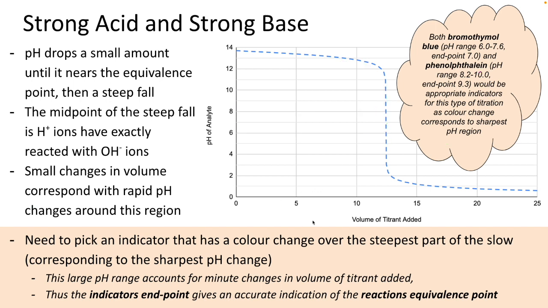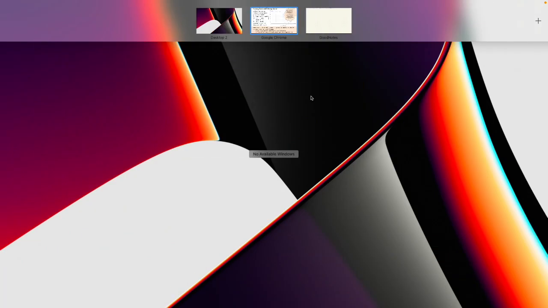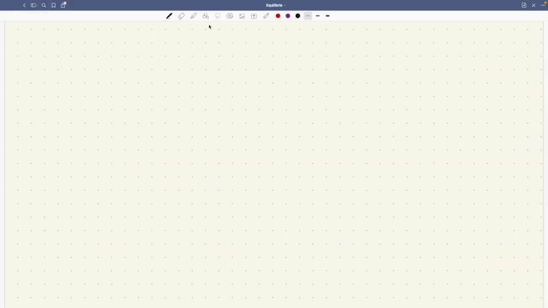All right, very quickly, what would this look like if we weren't adding the strong acid to the strong base, but instead the strong base to the strong acid, if the strong base was our titrant? That's a good question if you wanted to have a little bit of practice. Sketch a titration curve for a strong base being added to a strong acid. Well, it'll look something like this.